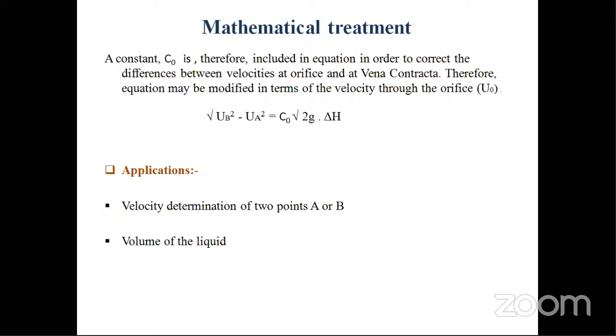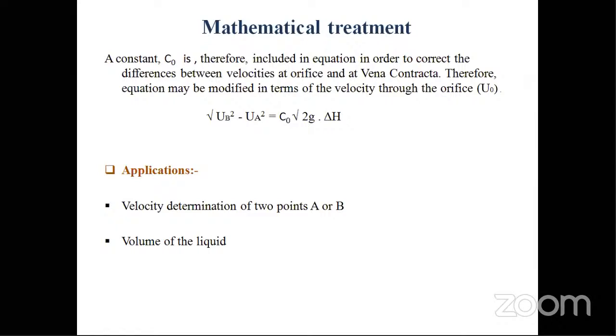So a constant C0 is included in these equations in order to correct the differences between the velocities at the orifice and the vena contracta, meaning the narrower portion, and therefore the equation may be modified in terms of the velocity through the orifice. So we include C0 as a constant for the velocity at the narrower portion, which is called the vena contracta. So the whole equation is the square root of UB square minus UA square equals C0 times the square root of 2g delta H.